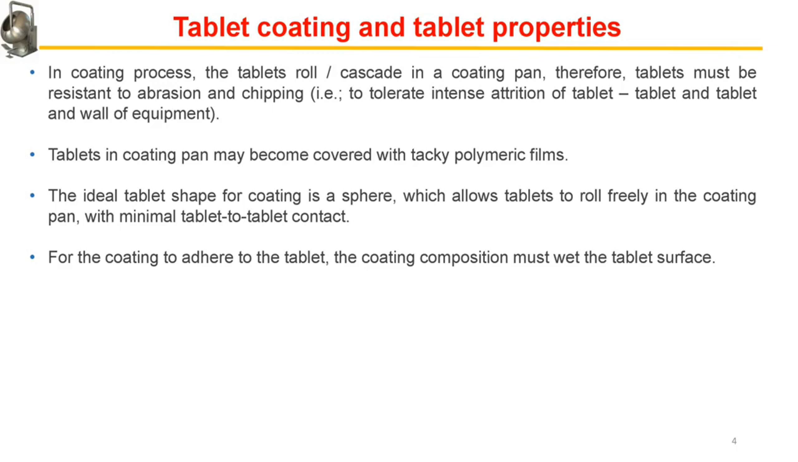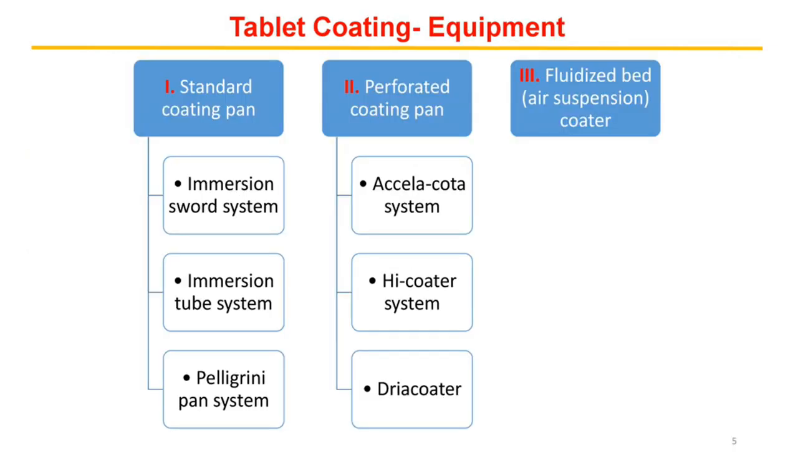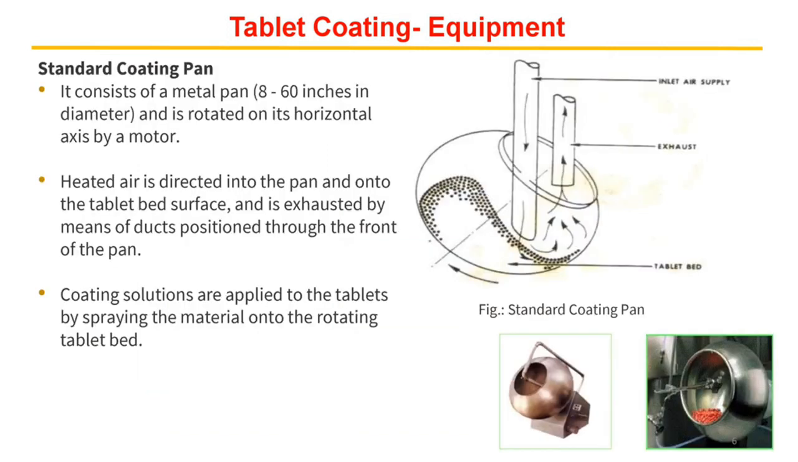4. Tablet coating equipment. 1. Standard coating pan. 2. Perforated coating pan: Accelcoater system, High coater system, Tabletcoater. 3. Immersion sword system. 4. Immersion tube system. 5. Pellegrini pan system. 6. Fluidized bed, air suspension, coater.